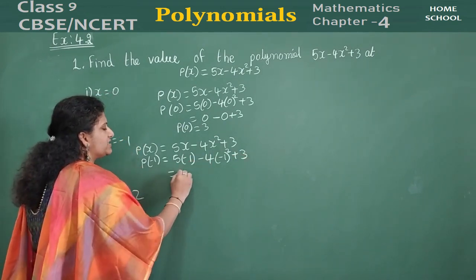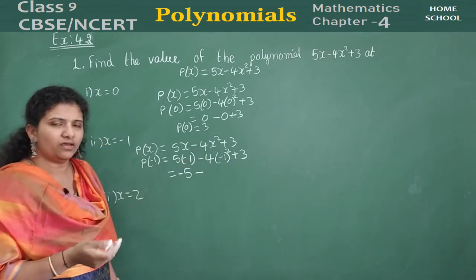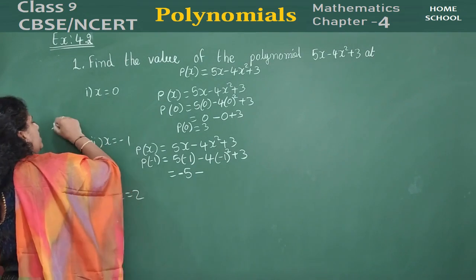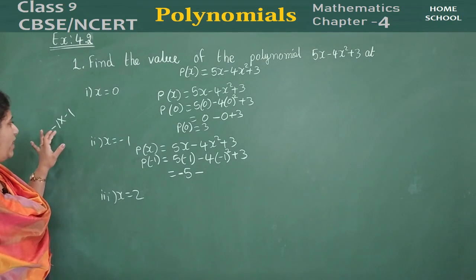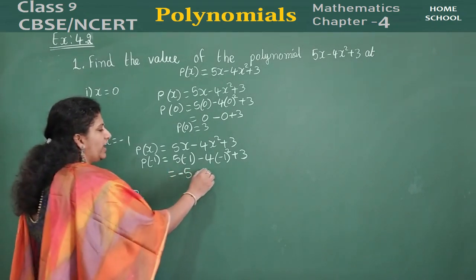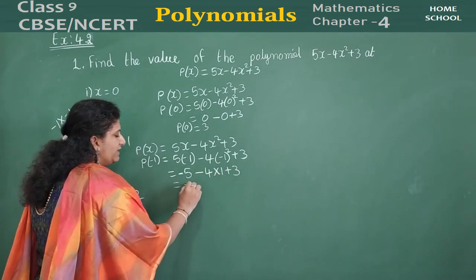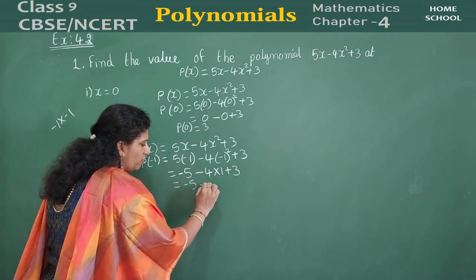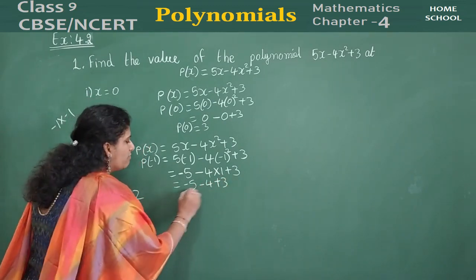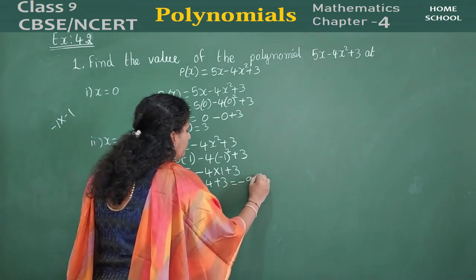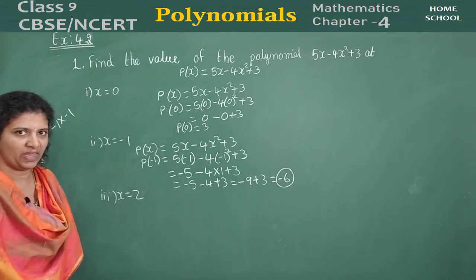5 into minus 1, minus 5. Minus 1 whole square. Minus 1 into minus 1, how much? Look here, minus 1 into minus 1. Minus into minus, plus; 1 into 1, 1. So what can you write here? Minus 4 into 1 plus 3. Minus 5, 4 into 1 is 4 plus 3. Minus 5 minus 4 will be minus 9 plus 3. That will be minus 6, which is your answer. Okay.